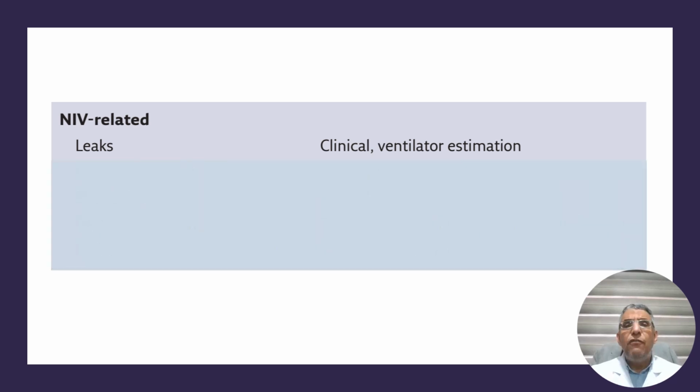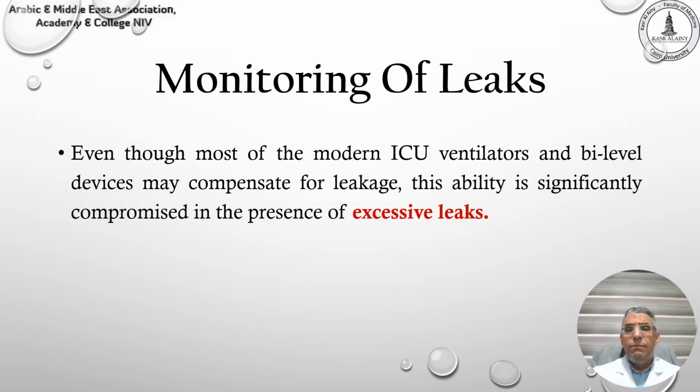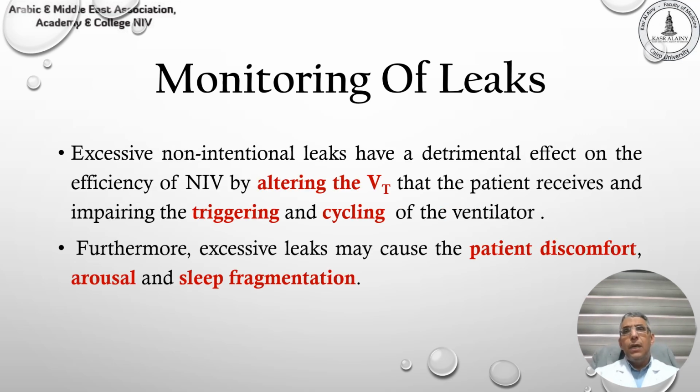What about the leak? Leak is very, very important. Air leak is inherent to the design. An important characteristic of a ventilator delivering NIV is the ability to recognize and compensate for the leak. Newer ICU ventilators have this capability of diagnosing and compensating for the leak. Also, portable bilevel ventilators have the ability to compensate for the leak. However, all of these ventilators can compensate for mild to moderate leak, but excessive leak will not be compensated. There is no ventilator that compensates for excessive leak.